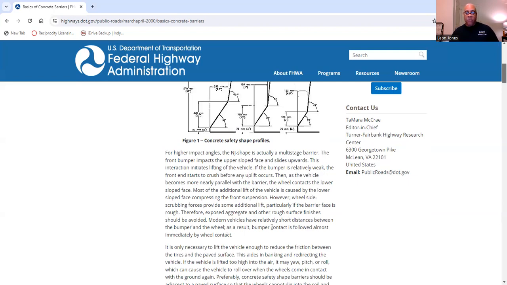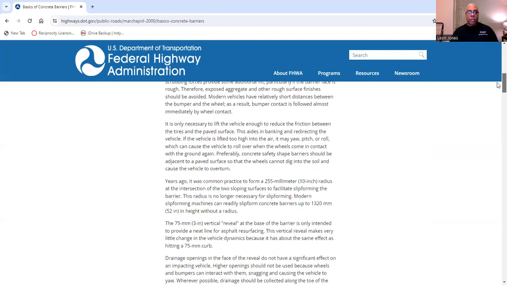Now, modern vehicles have relatively short distances between the bumper and the wheel. As a result, bumper contact is followed almost immediately by wheel contact. So basically, it is necessary to lift the vehicles enough to reduce the friction between the tires and the paved surface. This aids in banking and redirecting the vehicle. So, what all of this is saying is this: if the vehicle is lifted too high in the air, it may yaw, pitch, or roll, which can cause a vehicle to roll over when the wheels come in contact with the ground again. So, preferably, concrete safety shape barriers should be adjacent to the paved surface so the wheels cannot dig into the soil and cause the vehicle to overturn.